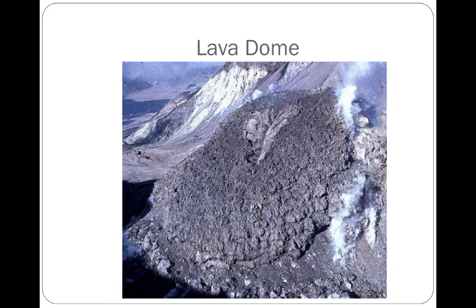Next, we have lava domes. Lava domes are a bulbous surface structure that's formed when a viscous, or really sticky, mass of magma is extruded or pushed to the surface. These domes grow slowly in size. They tend to be steep-sided, and they're often associated with extremely explosive eruptions.